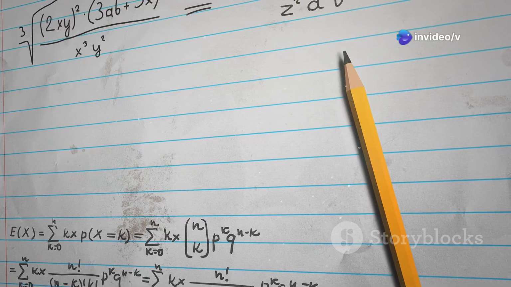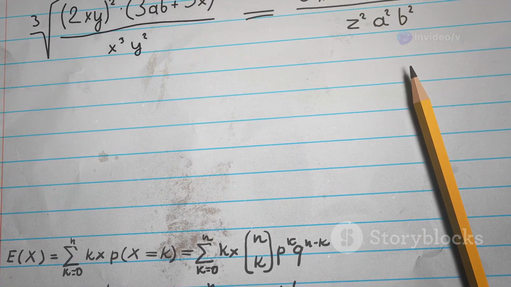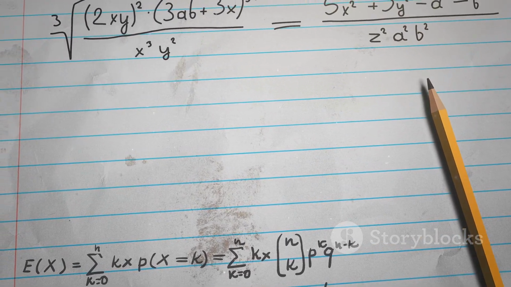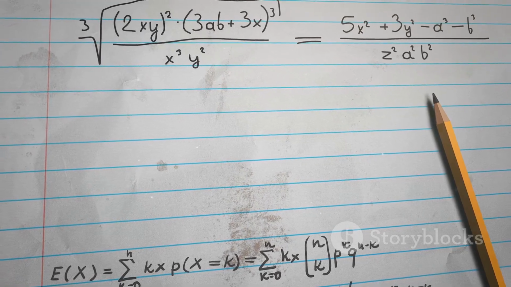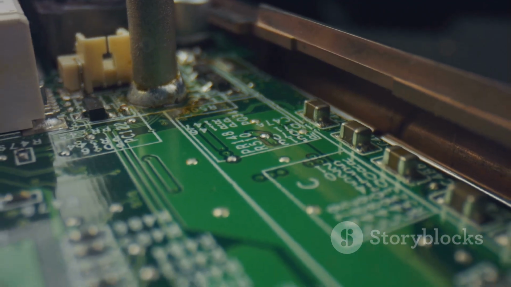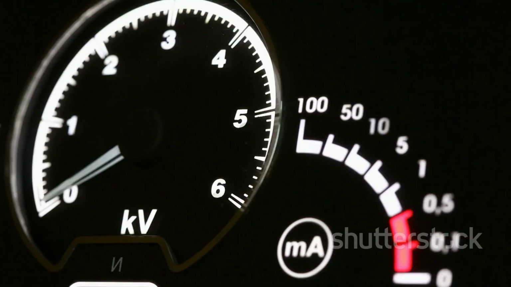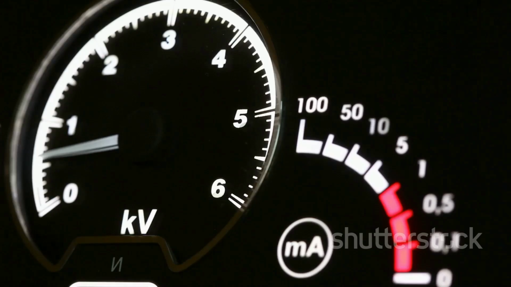The formula for calculating the total capacitance of capacitors in parallel is straightforward. C total equals C1 plus C2 plus C3 and so on. If we connect 3 capacitors of 10 microfarads each in parallel, the total capacitance would be 30 microfarads. The voltage across each capacitor remains the same and is equal to the applied voltage.